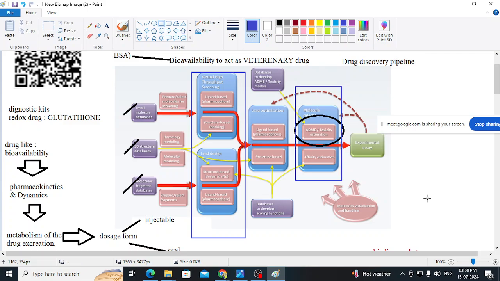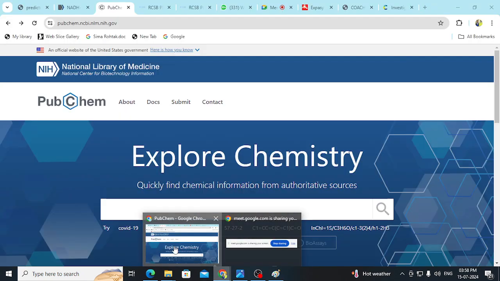So will it interfere with some other pathway or not? If the drug is good enough to become very, very specific or not. So that study is also very important. In order to study this particular parameter, we will use this particular tool.